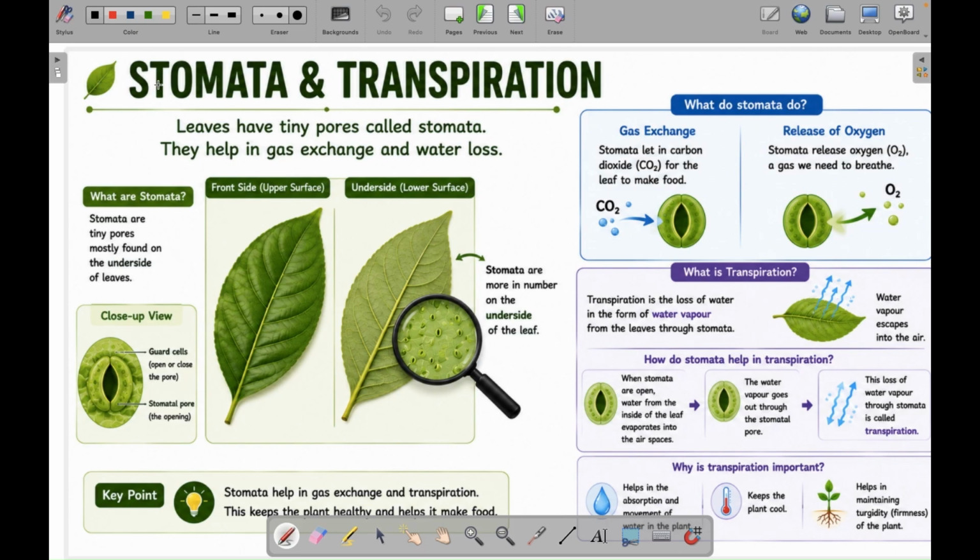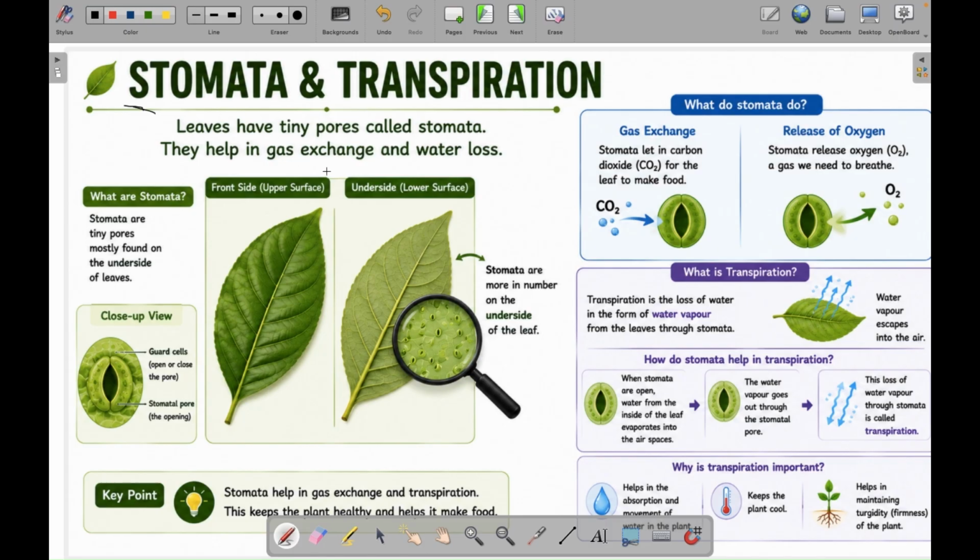While discussing the structure of plants and photosynthesis, we saw that there was something that was used to absorb carbon dioxide and release oxygen. So what is that? It is stomata, right? Just like we have a nose for breathing, plants have stomata. And not only breathing, it also serves additional purposes that we are going to discuss.